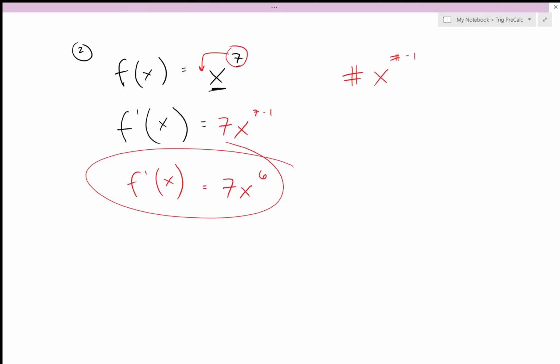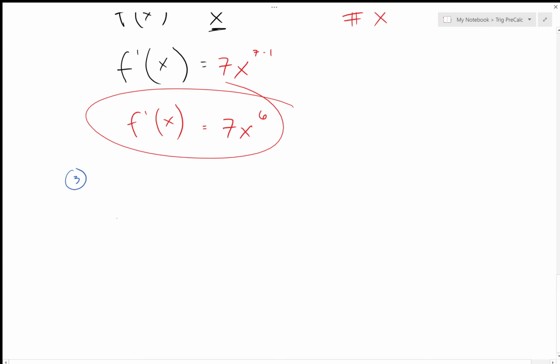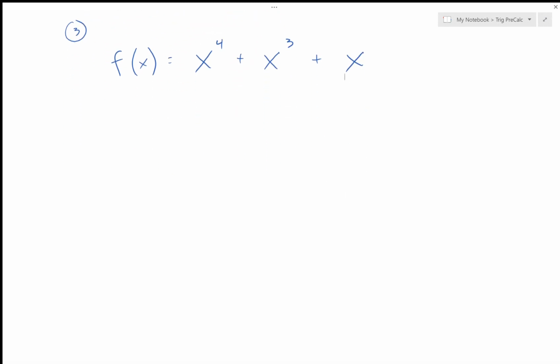All right, so let's try some more of those ones. Let's say my function is x to the 4 plus x to the 3rd plus x. I want to find the derivative.